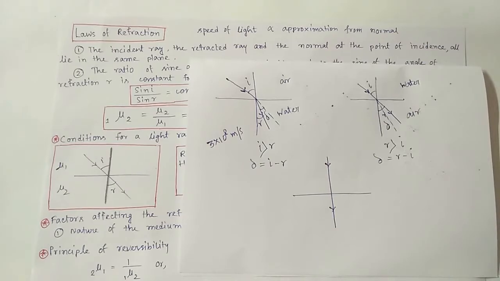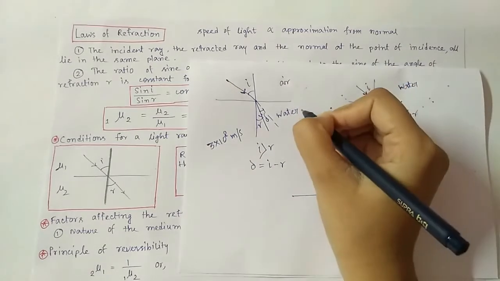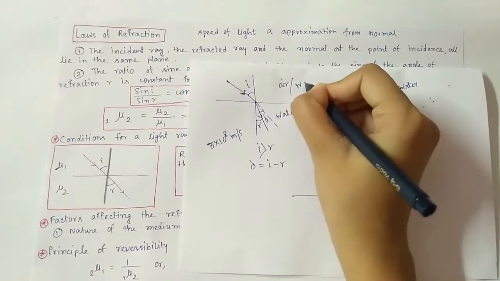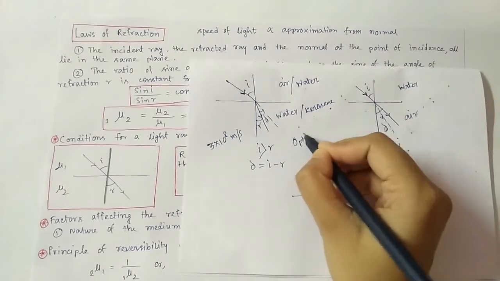Suppose you are passing light from water to kerosene medium. We know that kerosene floats on water, so the density of kerosene is less than water. But when you pass light from water to kerosene, we will see these things, because the velocity of light decreases in kerosene medium, so we say that kerosene is optically denser than water. I'm just writing this over here for your convenience. I hope you understand. So that is about optical density.